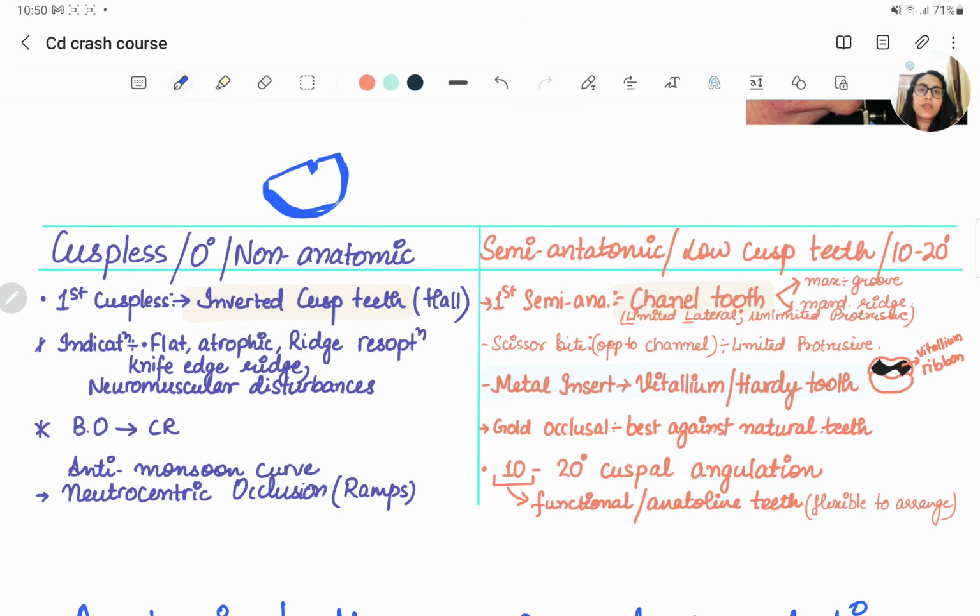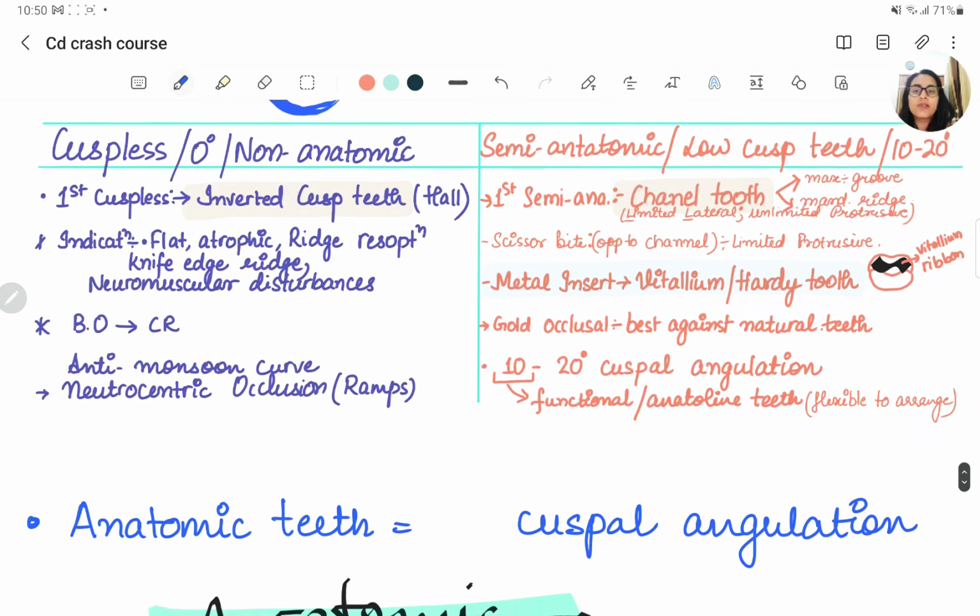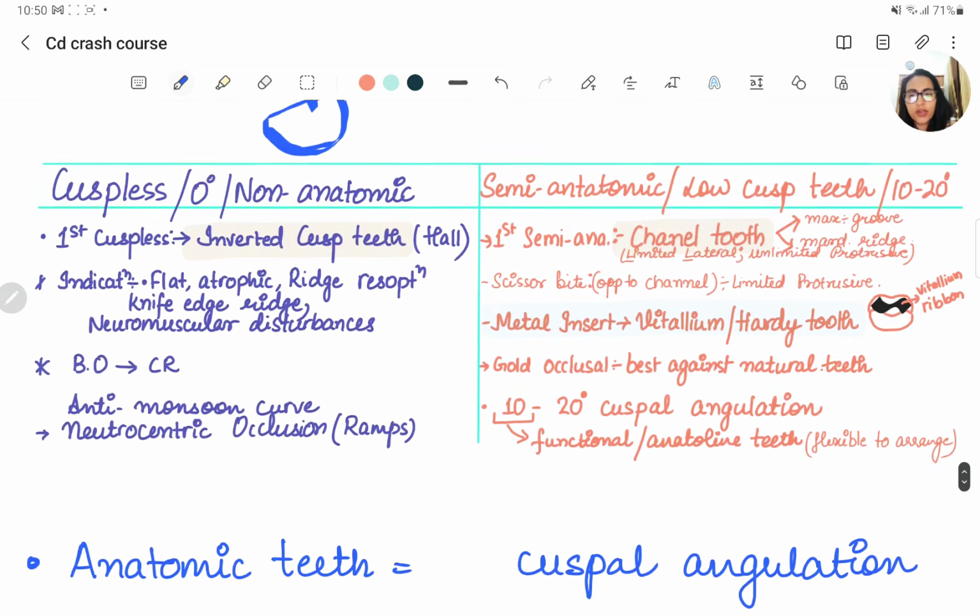And in case the patient is having Parkinsonism or any neuromuscular disturbance, we give the cuspless teeth. In this, the balanced occlusion is as in centric relation, and we give an anti-Monson curve, and we give ramps, palatal ramps, so that there is a 3-point stop, as we give the ramps in neurocentric occlusion.